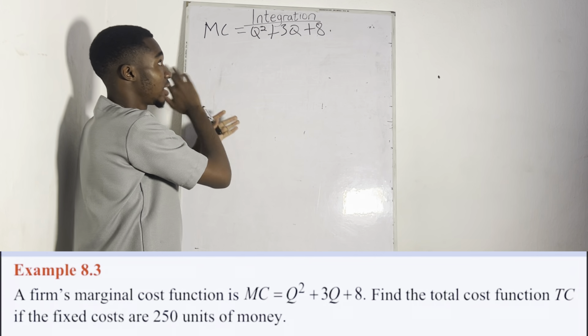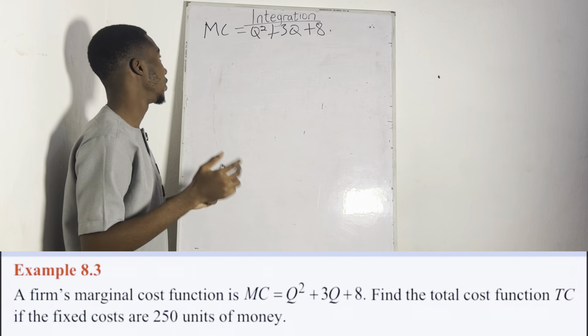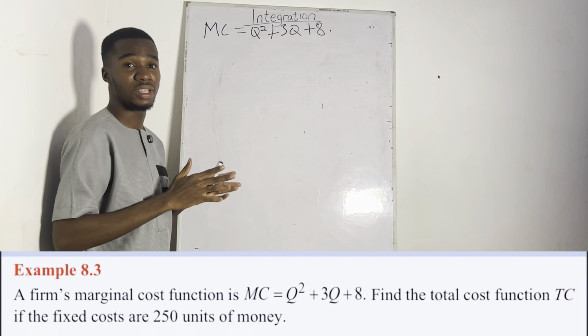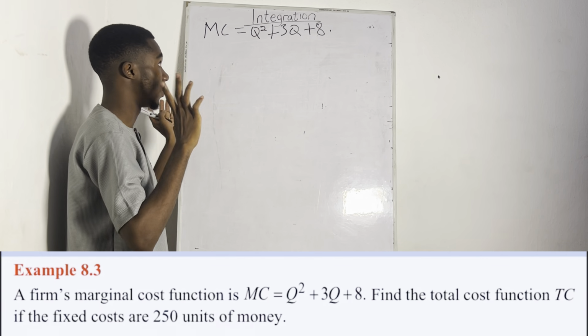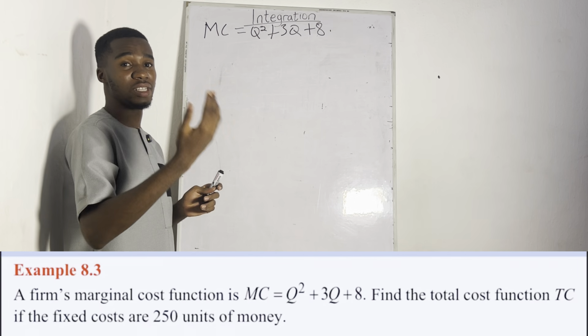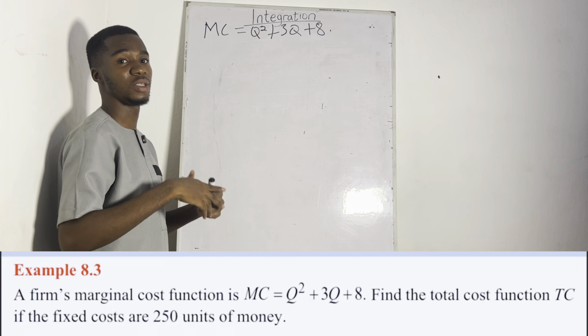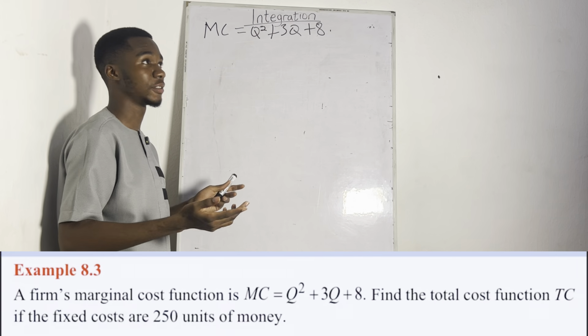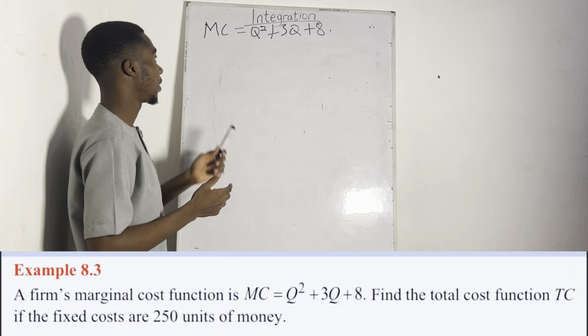Just integrate this. That's what the question is asking you to find. So if they give you a marginal cost function and ask you to find the total cost function, just put it in your mind: you're just going to integrate whatever they've given to you. Similarly, they can give you marginal revenue and ask you to find total revenue. What are you going to do? You just integrate it. You get it? So now you just come to integrate this.